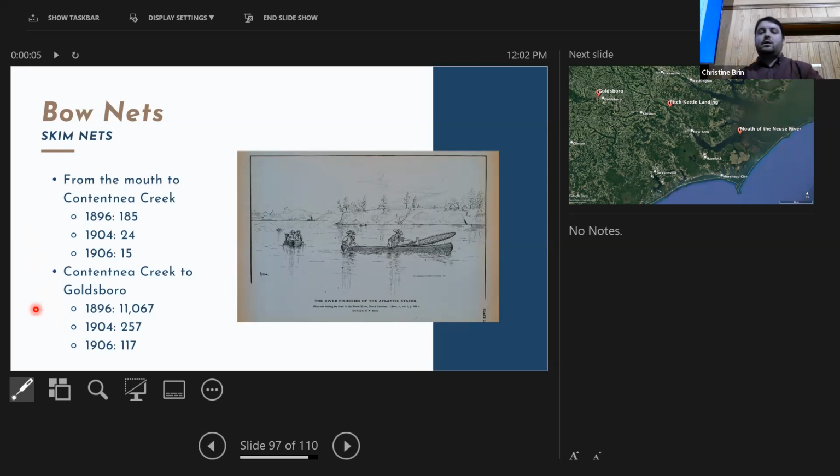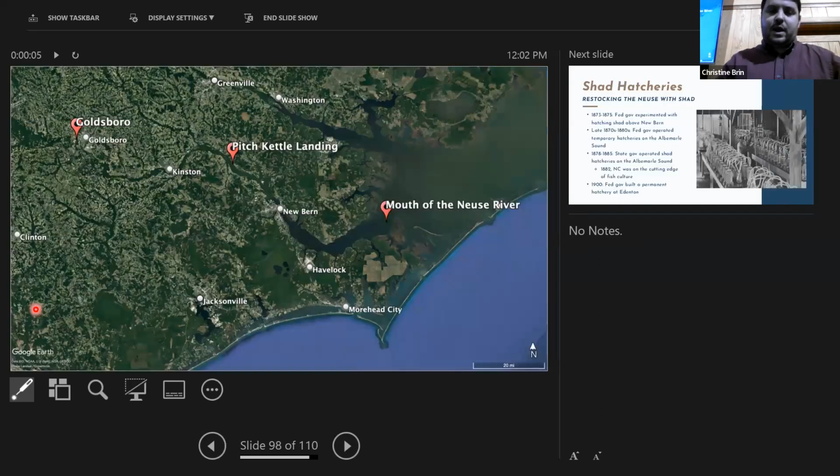But as you see with all these examples, whether they're haul seines, gill nets, bow nets, the numbers are falling on them as we go from the late 1890s into the early 1900s. And there's a reason for that. But again, these bow nets, before I get into that, are used from the mouth. A lot of them are used around Pitch Kettle Landing, but most of them are used in this section right here of the Neuse, around Goldsboro, Kinston area.